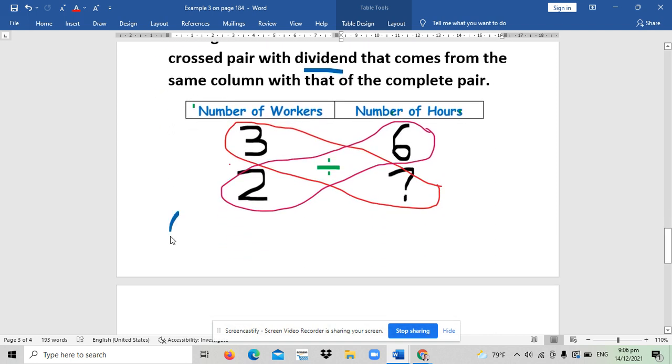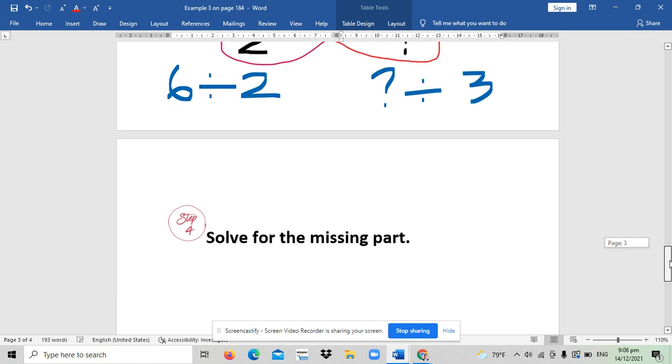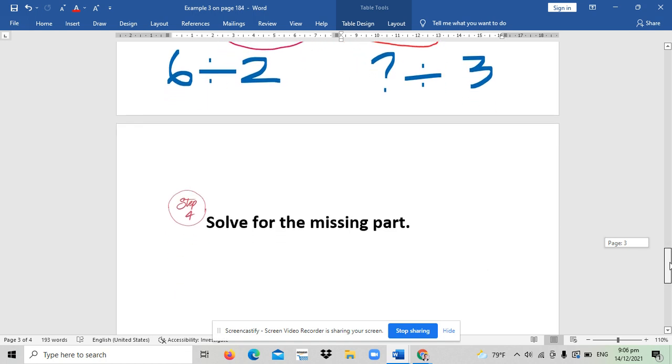So again, we divide 6 divided by 2. 6 is highest, so we write 6 first. And then we write question mark divided by 3. And then next, we answer. The last part is to solve for the missing part. How to solve for the missing part?